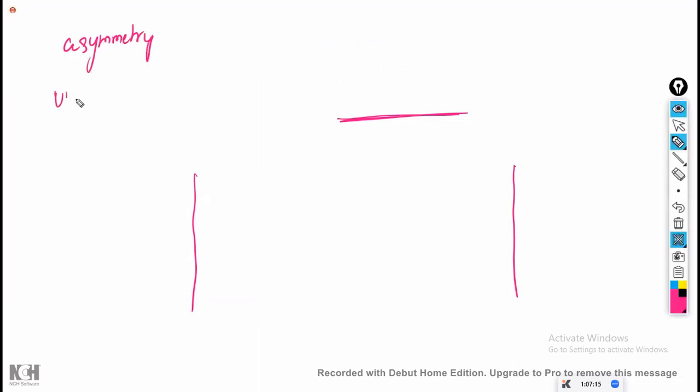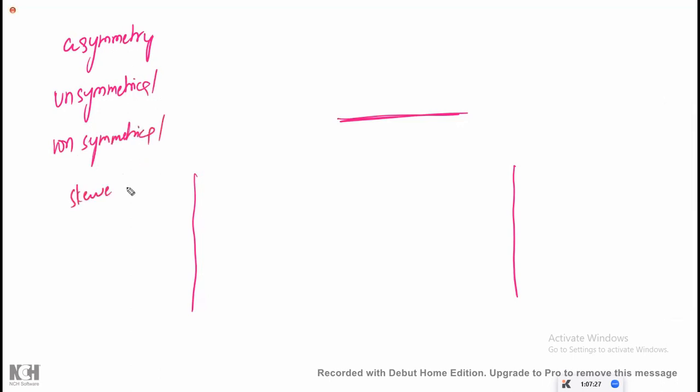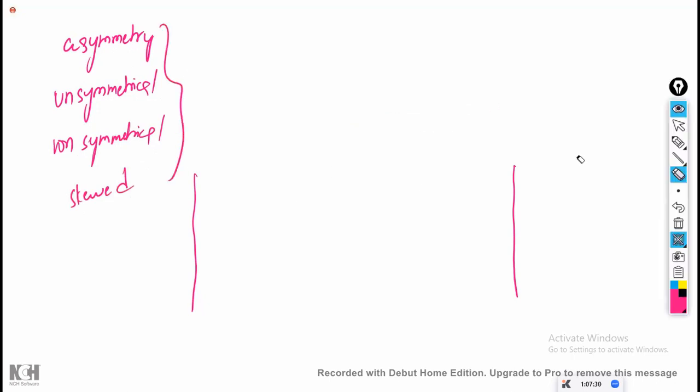Asymmetry, unsymmetrical, non-symmetrical, and skewed. Everything is the same. Four different names. Everything is non-symmetrical only. Finally, everything says that the left side and right side are not the same. Right? So whatever data we have on the left side and the right side, both are not the same. Now here we have 2 types of distributions within the skewed distributions.